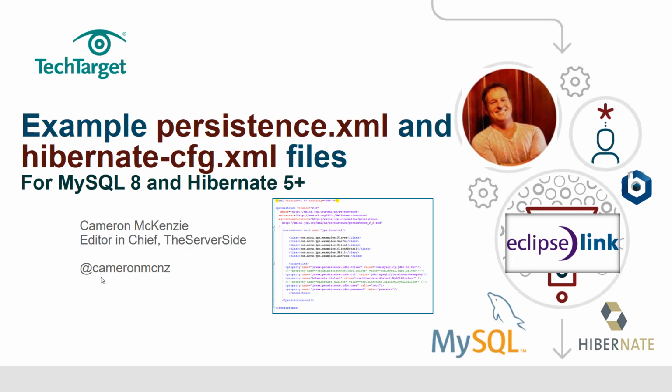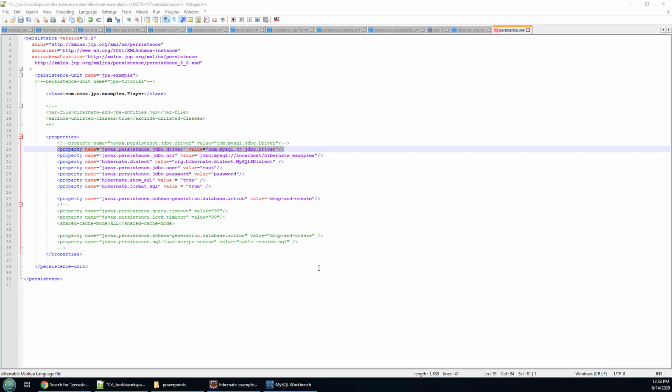And this is going to be a quick one. I just wanted to talk to you about updating your persistence.xml and Hibernate config XML files for your JPA and Hibernate environments. Now here's the deal, and right now I'm looking at a persistence.xml file for your JPA applications.